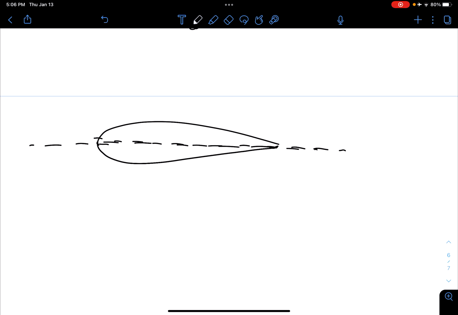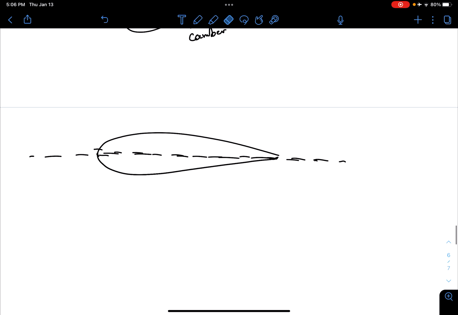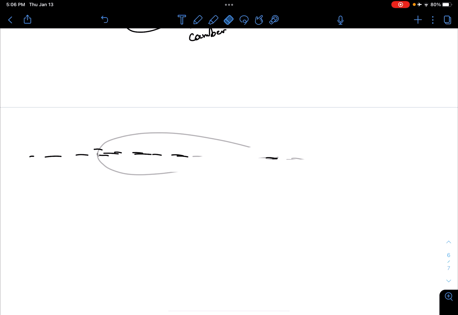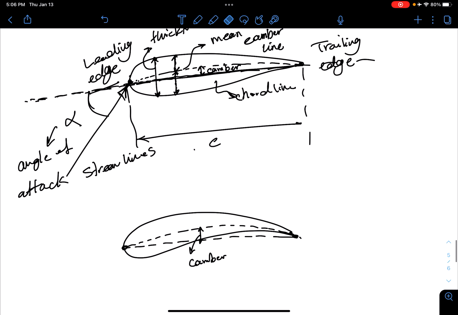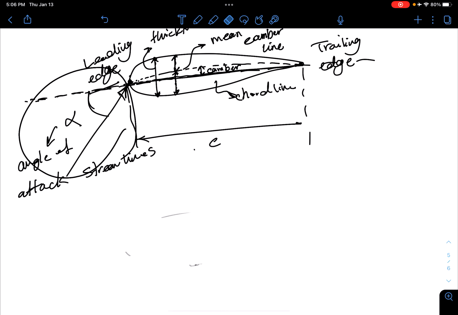Okay. So let's move on to forces. Let's go back to forces again. Can you show the angle of attack one more time? Here it is. Let's go back to the forces.